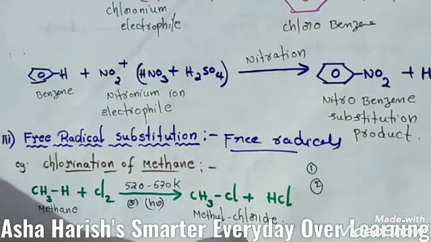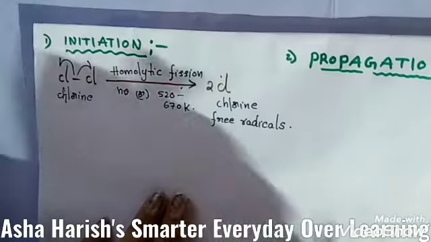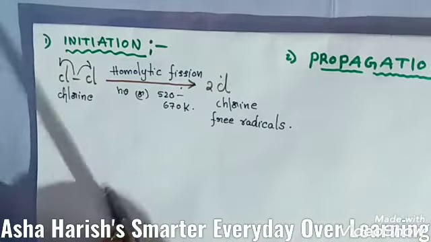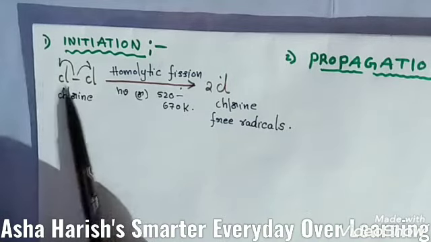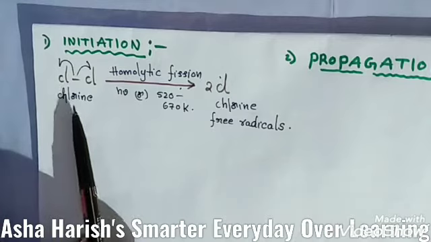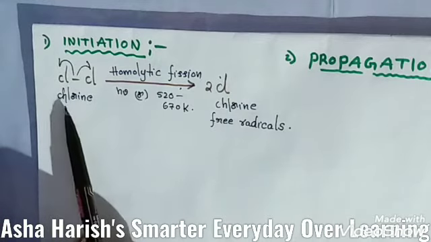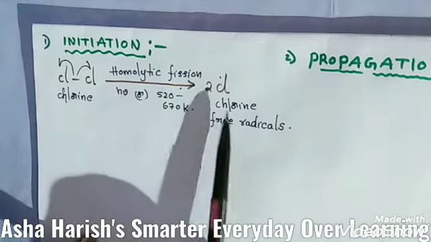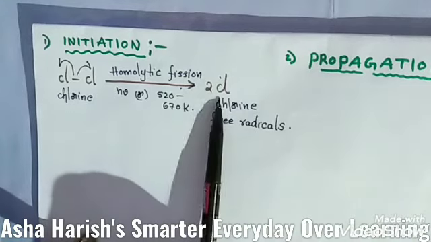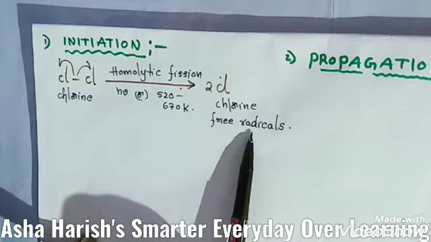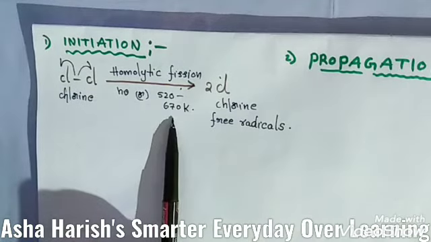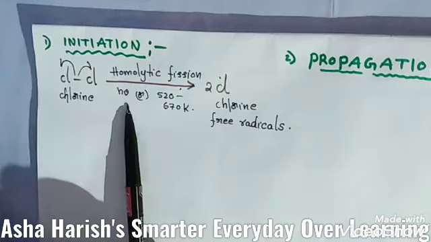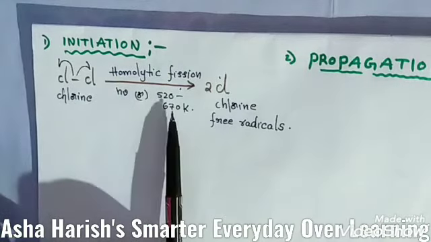What is initiation and what is propagation? In this first step, homolytic fission takes place. This is the chlorine molecule, Cl and Cl, these are the chlorine atoms, and homolytic fission. Okay, then students, free radicals of chlorine should be formed. So 2Cl, chlorine free radicals are formed here. Here you have to maintain 520 to 670 Kelvin temperature, or else if you place it in sunlight also, the reaction could be done. Next, the second one, you have to see the propagation.